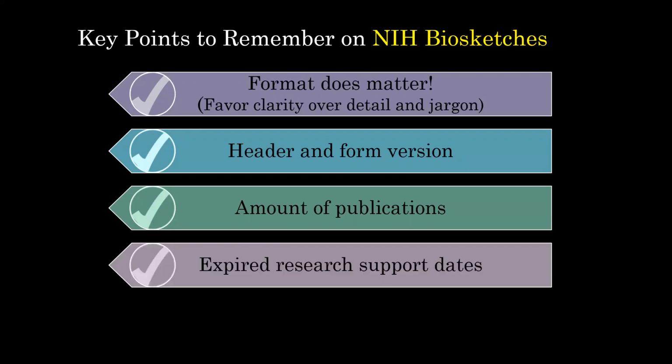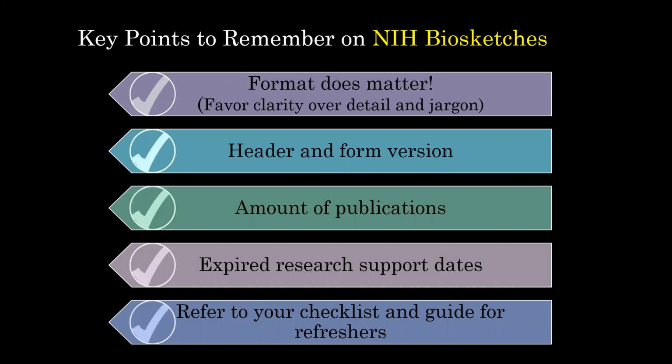Expired research support dates. Make sure you're reviewing Section D, and if you see anything that's expired on there, check with the PI. Maybe it went into a no-cost extension. If so, we need to adjust the dates, or if it's truly ended, then we need to remove that grant listed there and move it to the completed section. Refer to your checklist and guide for a refresher. Always look at the instructions on NIH's website and make sure that you are using the most up-to-date form and instructions, because these things change. Make sure that nothing's changed since you last completed the Biosketch.